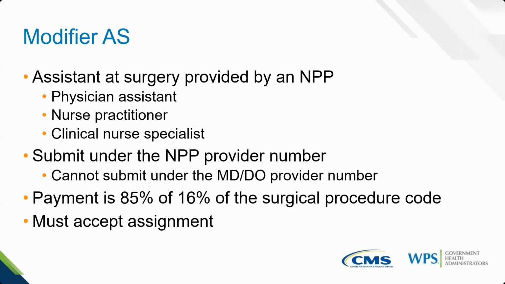And the reason behind that is because of the payment. You can see there in the next to last bullet, the payment amount for a non-physician practitioner is 85% of what an MD or a DO would receive. And then Medicare pays an assistant at 16% of the surgical fee. So for a non-physician practitioner, then your allowed amount is going to be 85% of that 16%. And then, of course, your payment amount is going to be 80% of the allowed amount.